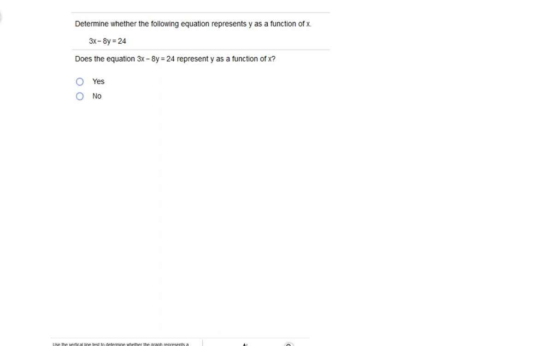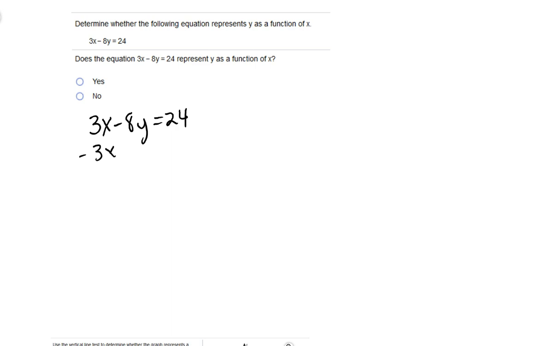Our next question says, determine whether the following equation represents y as a function of x. So does this equation 3x minus 8y equals 24 represent y as a function of x? The first thing that we want to do to make that decision is to rewrite our equation in y equals form. So we're going to write 3x minus 8y equals 24. We want to rewrite it so that we have y by itself on one side.